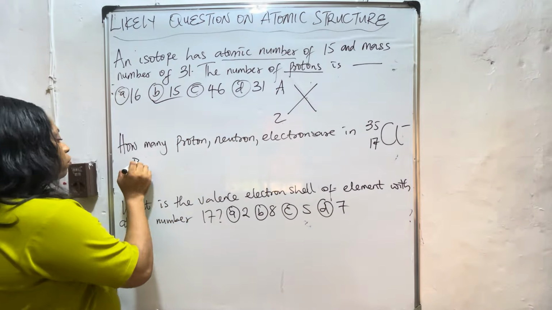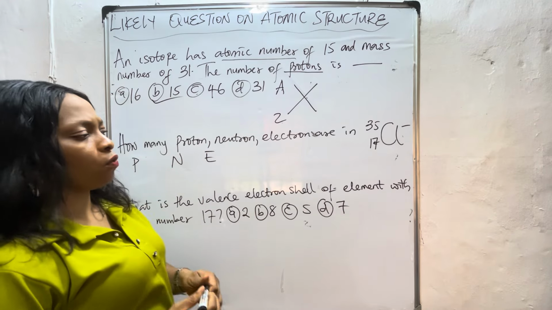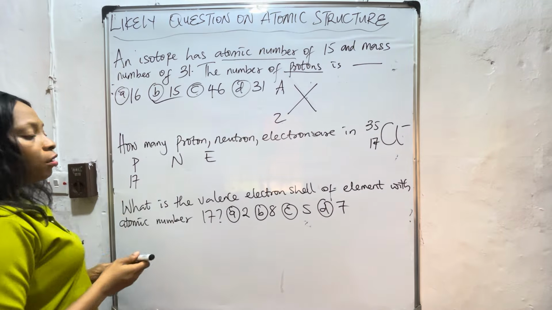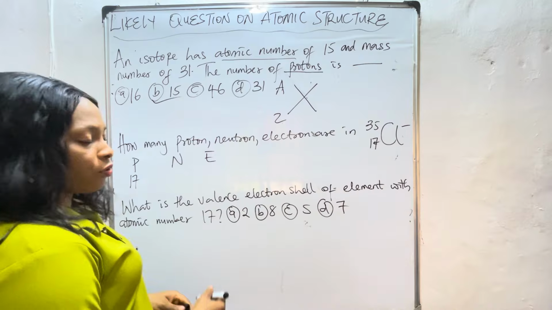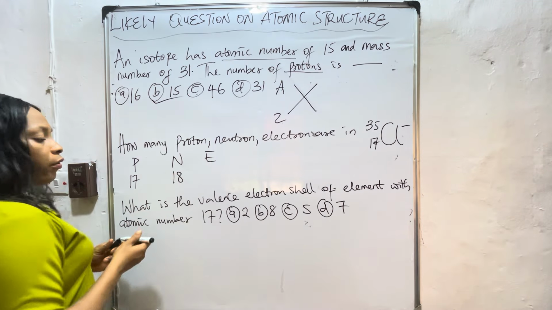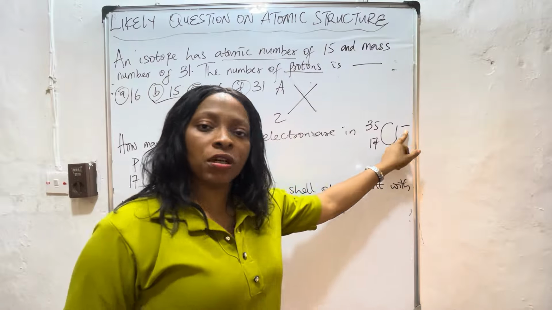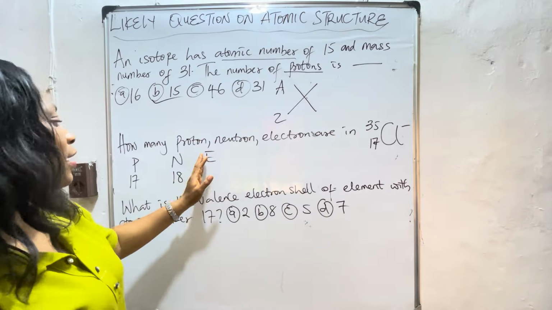So the proton, what will be the proton number? The proton number is what? 17, right? To get the neutron, you say 35 minus 17, and that will give us what? 18. Remember, proton and neutron are not affected if an element is charged. Charge means that it has plus or minus. So we look at the electron.